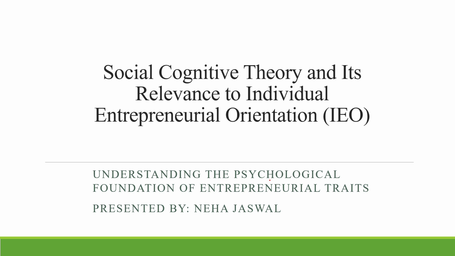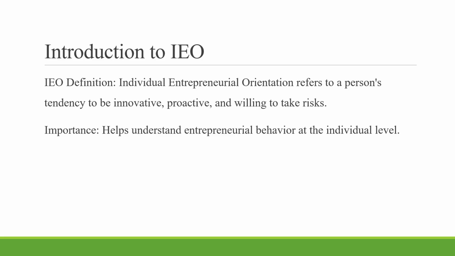So before we get into SCT, let's quickly understand what individual entrepreneurial orientation means. IEO refers to a person's tendency to be innovative, proactive, and willing to take risk. It's like the personal version of entrepreneurial orientation, which is typically applied at firm level. But here's the question: where do these traits come from, and why do some individuals exhibit them more than others? And that's where theories come into play, like SCT.